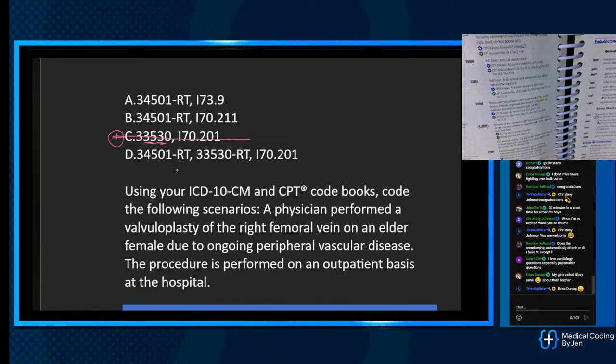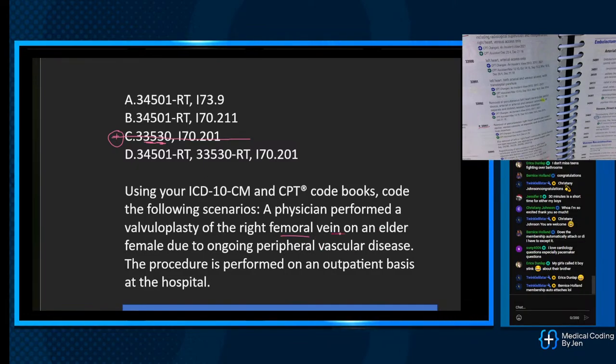Vasoplasty. Not the embolectomy. So we're femoral vein. Are we femoral vein? Yep. Femoral vein. Good. We need our right. Yep. Okay. So then we're going to have to decide, do we need another diagnosis code?